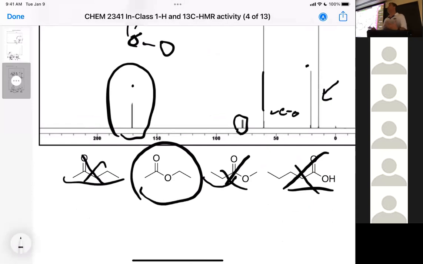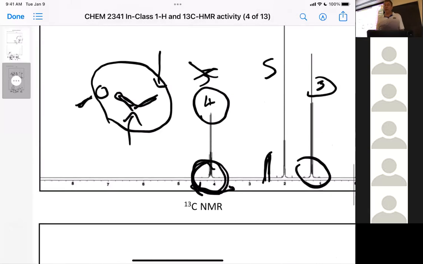Okay, now let's double check. We're going to get a quartet here. We're going to get a triplet here. We're going to get a singlet here in our proton NMR. And we're going to have 1, 2, 3, 4 peaks in our carbon NMR. We have 4 peaks in our carbon NMR, and our carbonyl is in the right place. And we have 3 peaks in our proton NMR, and we have the right splitting. So it must be the right answer.